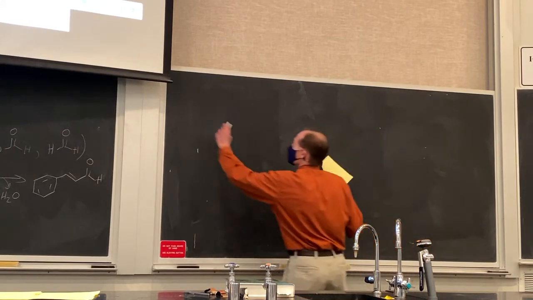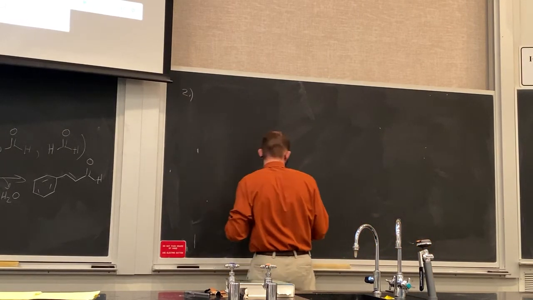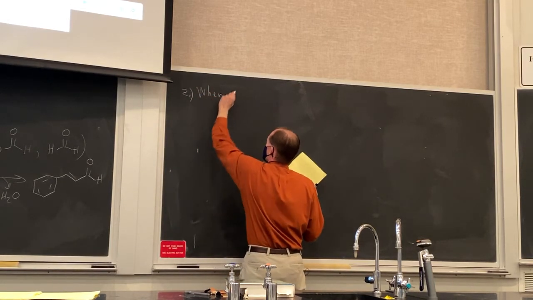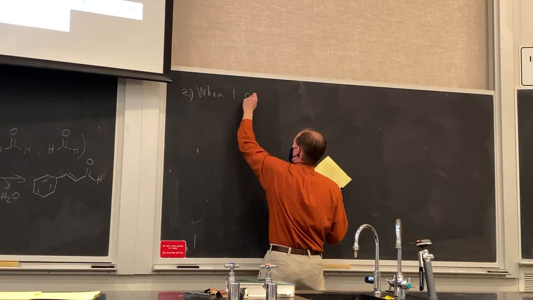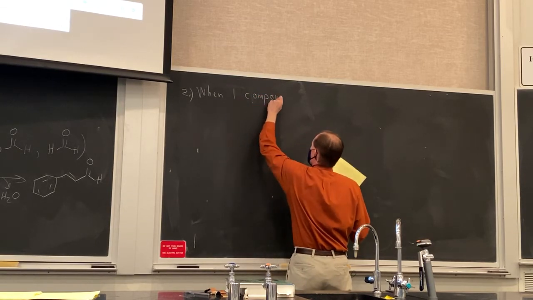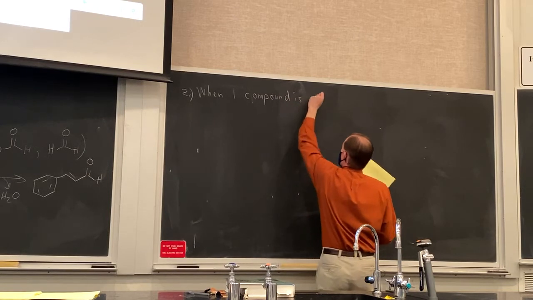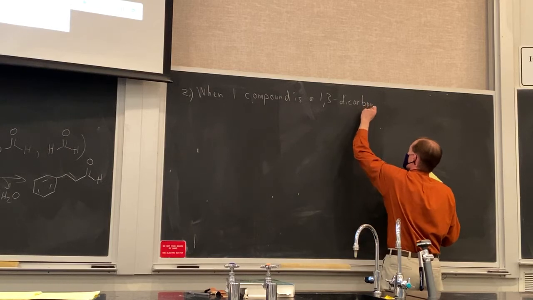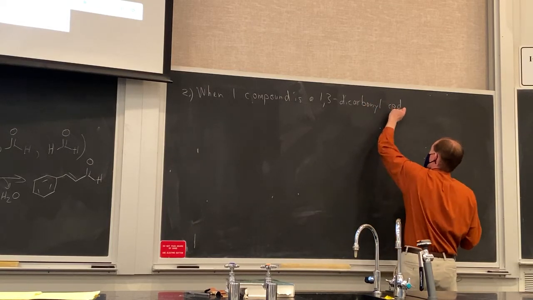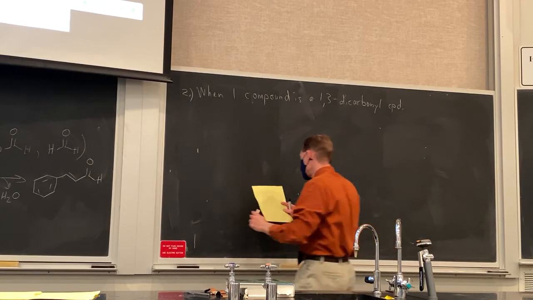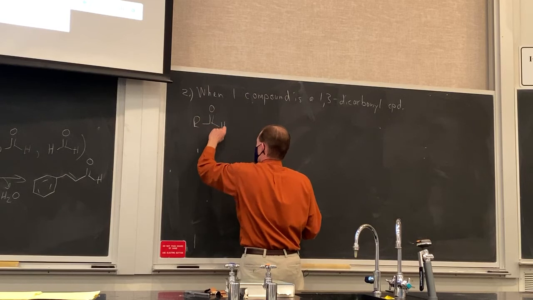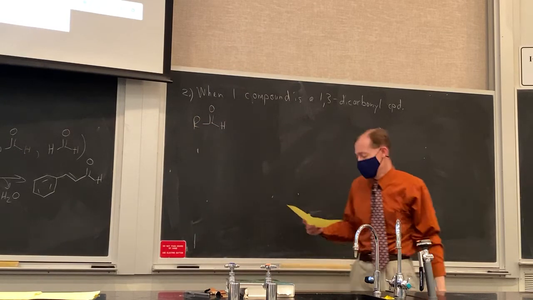All right, so the second type of crossed aldol reaction that is useful is when one of our compounds that we're reacting is a 1,3 dicarbonyl compound. Okay. So we'll show you an example of that. We'll start with any kind of aldehyde, it doesn't matter which one.